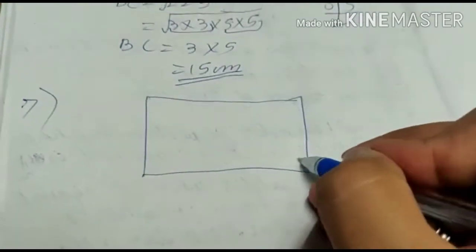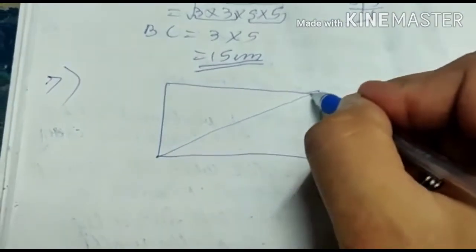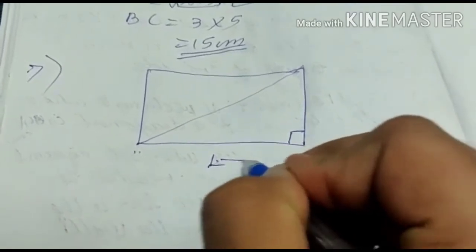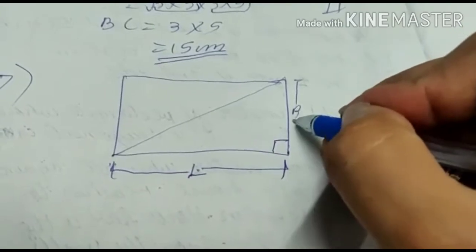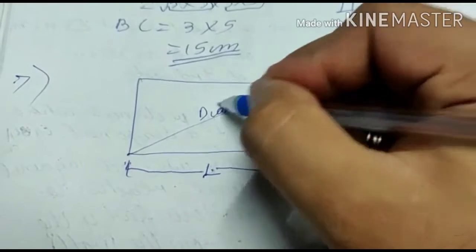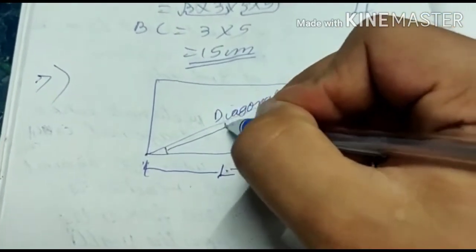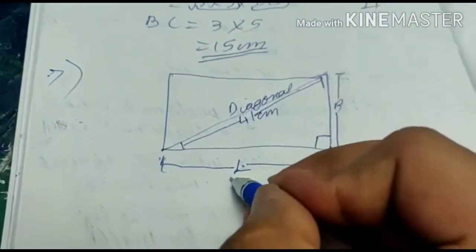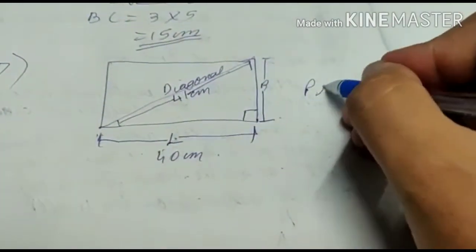In a rectangle all angles are 90 degrees. This is a diagonal, this is length, and this is breadth, and this is the diagonal. The diagonal is given as 41 centimeter, and the length is given as 40 centimeter. We have to find the perimeter.